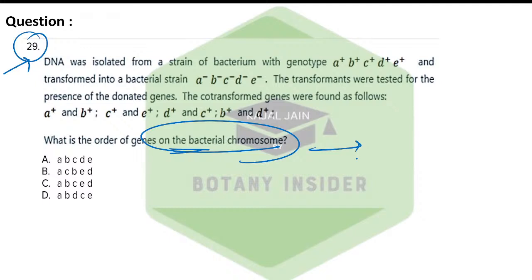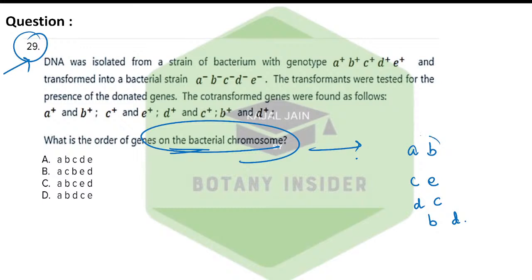Let's see. The DNA is isolated from a strain of bacterium with a genotype of A plus, B plus, C plus, D plus and E plus, right? And it is transformed into all the negatives. The transformants were tested for the presence of the donated genes. The co-transformed genes were found as follows. The co-transformation was: A and B were together, C and E were together, D and C were together, and B and D were together. So we need to find out which of the following is the order.